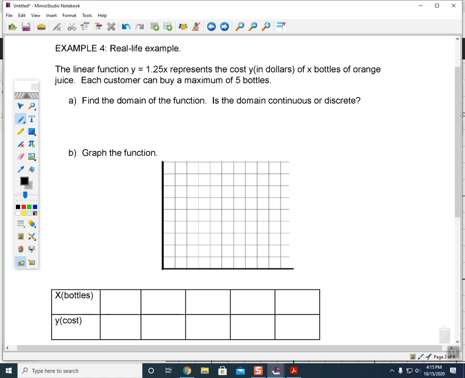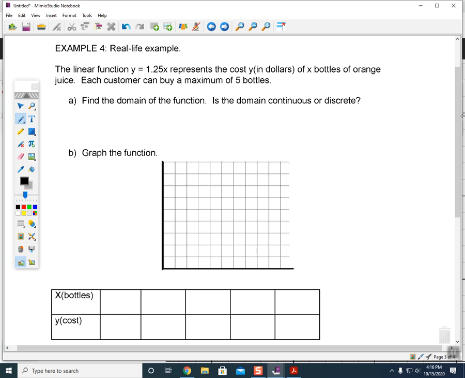Now we have an example. So the linear function y equals 1.25x represents the cost y in dollars of x bottles of orange juice. Each customer can buy a maximum of 5 bottles. I need to find the domain of the function, decide if it's continuous or discrete. So I'm going to start there. I think it's easier to think about, is it continuous or discrete first?